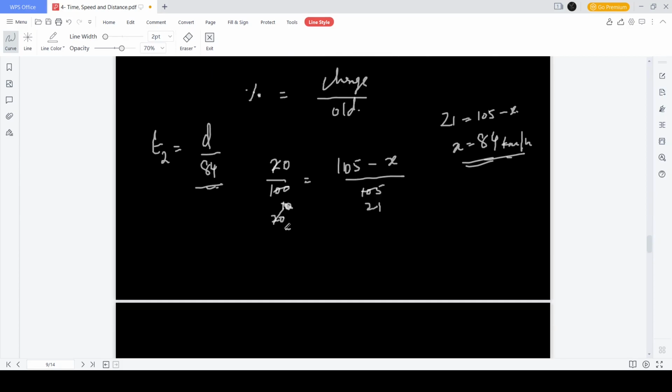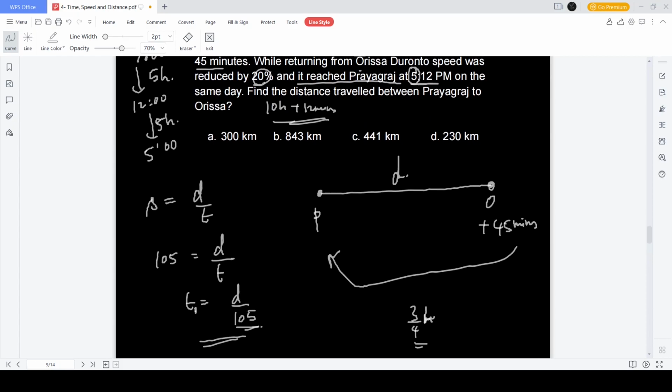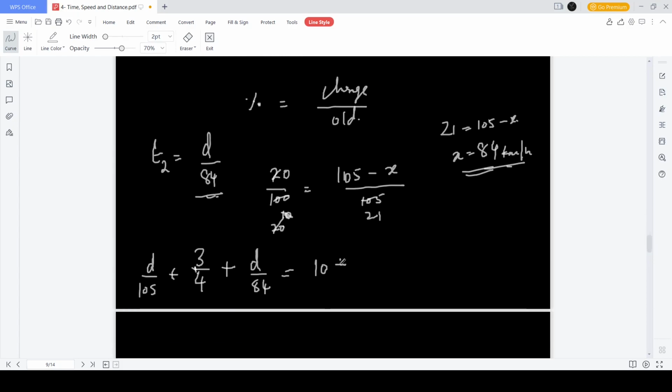So now we put together the equation. The first time he traveled from Prayagraj to Orissa, it took him d by 105 hours, plus he waited for 45 minutes. We can't write it in minutes because we have to write it in hours, so we'll write it as 3 by 4 hours, plus he took d by 84 to go back. This whole ordeal took him 10 hours and 12 minutes. So that is nothing but 10 plus 12 minutes, which is 1/5 of an hour. This is the equation we need to solve.